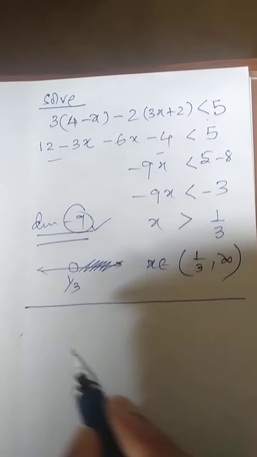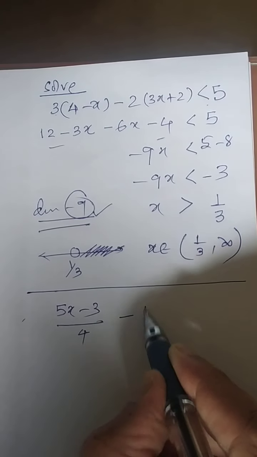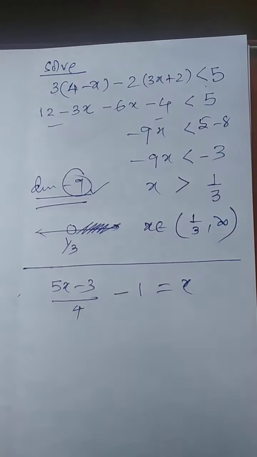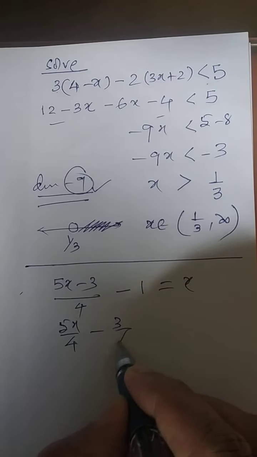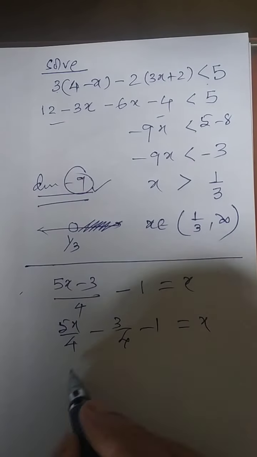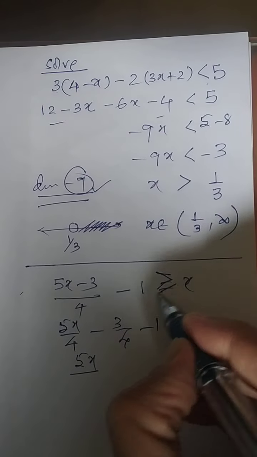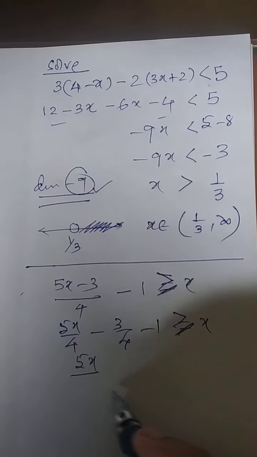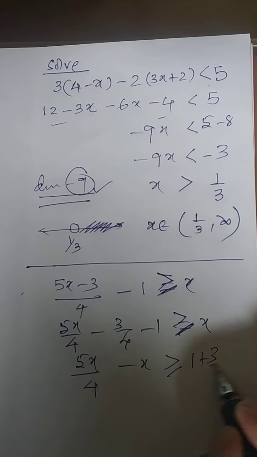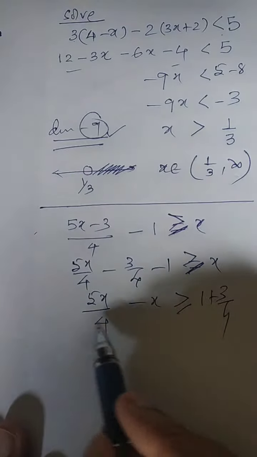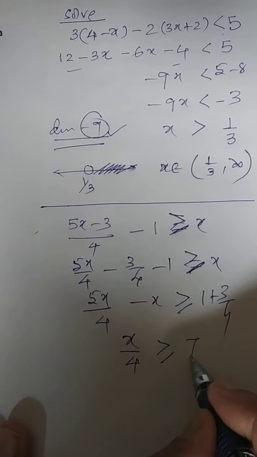Clear? Now, (5x minus 3) by 4 minus 1 is greater than or equal to x. You are familiar with this also. It can be written as 5x by 4 minus 3 by 4 minus 1 over here, x. Now bringing all x to one side, it will be greater than or equal to. So minus x over here is greater than or equal to 1 plus 3 by 4. Are you following? This is shifted over here. Now if you simplify, it will be x by 4 greater than or equal to 4 plus 3, 7 by 4.